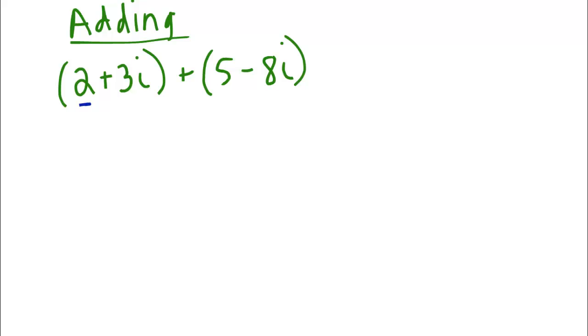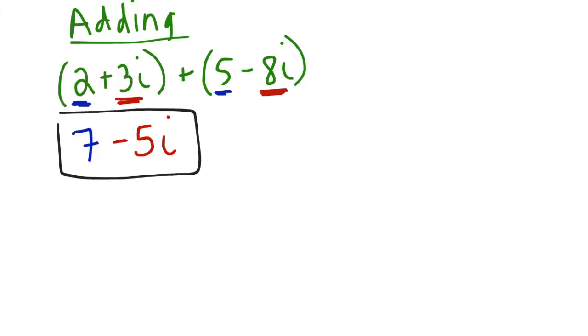You would just add the real parts. So 2 plus 5 is 7. And then you would add the imaginary parts. 3i plus negative 8i is negative 5i. Just like expressions involving x, 3x plus negative 8x is negative 5x. Same thing here. And that's it. So this is just 7 minus 5i is that final simplification. You add the corresponding parts.